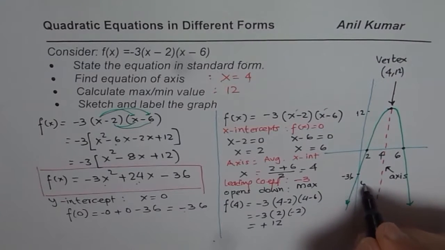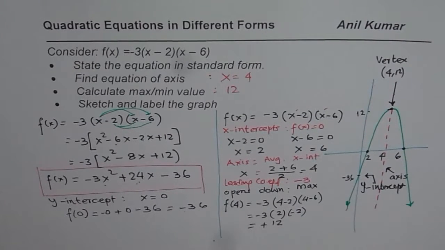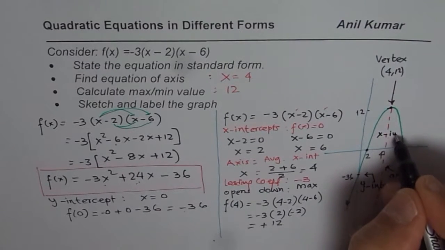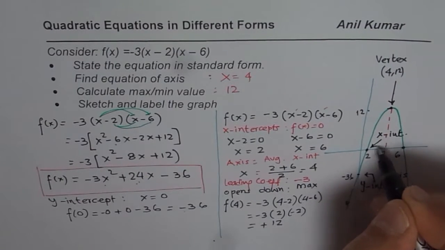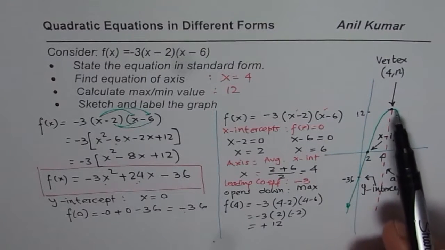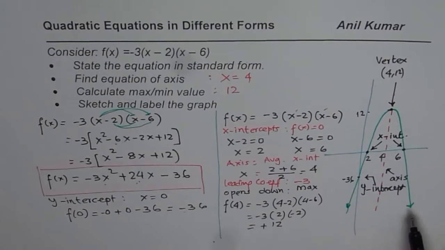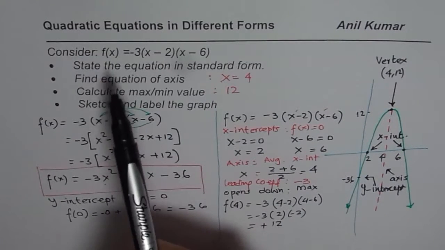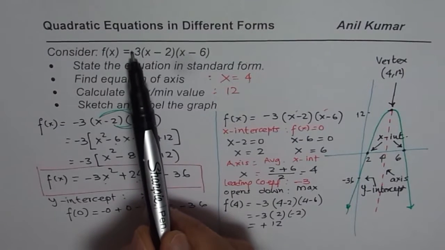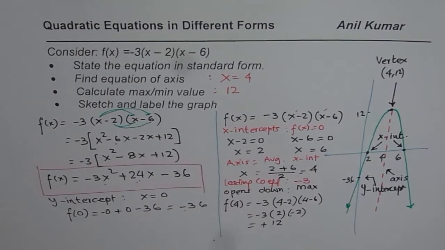Let me write y-intercept first. The y-intercept is this point, which is here, right? Y-intercept. And these are the two x-intercepts. We'll write x-intercept now. The x-intercepts are these two points, right? Okay. So this is the vertex, x-intercepts, y-intercept, axis, and the parabola opens downwards. So that's the description, and with this you can understand all the characteristics of the function represented by the equation f of x equals minus 3 times x minus 2 times x minus 6.